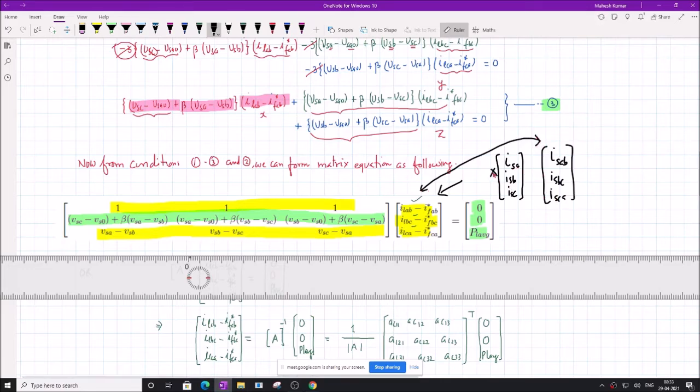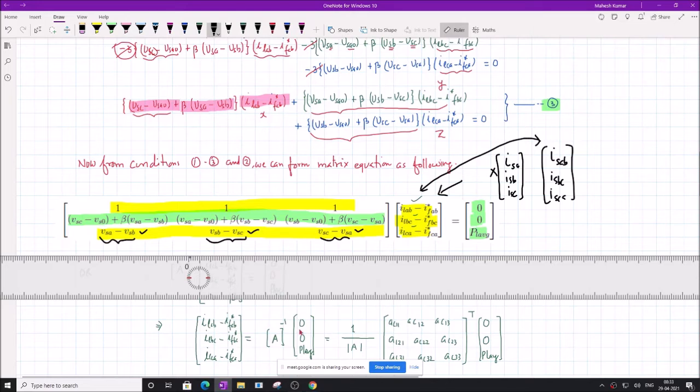Also there is some change in the matrix A. Earlier it was simply BSA, BSB, BSC. Now it is BSA minus BSB, BSB minus BSC, BSC minus BSA.